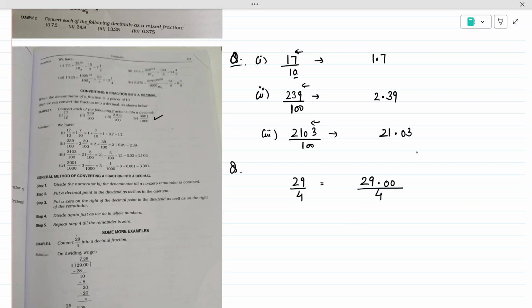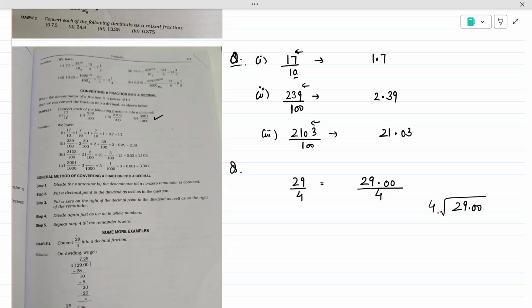We have learnt in the previous class that if we have any whole number and we want to change it to a decimal number, how to do that? After the whole number just put a decimal and write down 0. You can write down 10, you can write down two zeros and so on. Why? It will not make any difference because there is no number after the decimal here. So these zeros will not have any value. Now let us try to divide this 29.00 by 4.